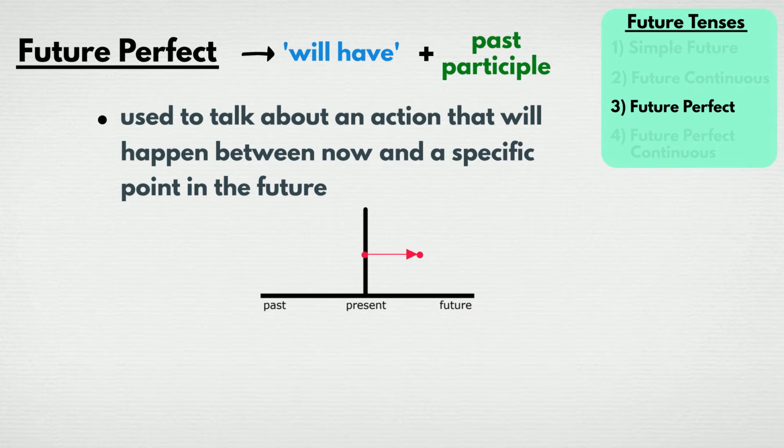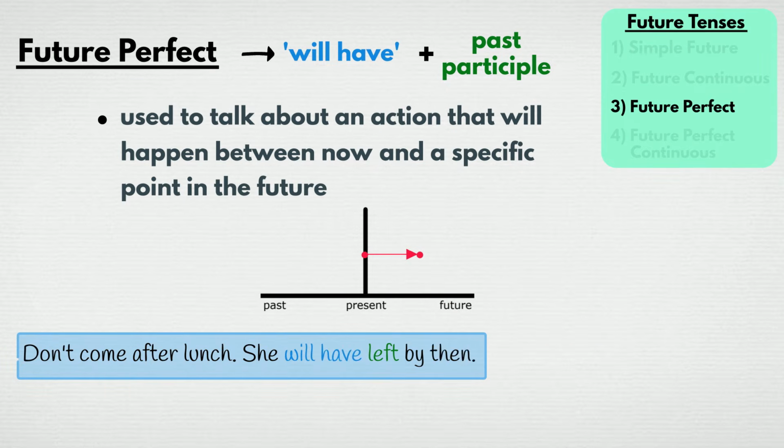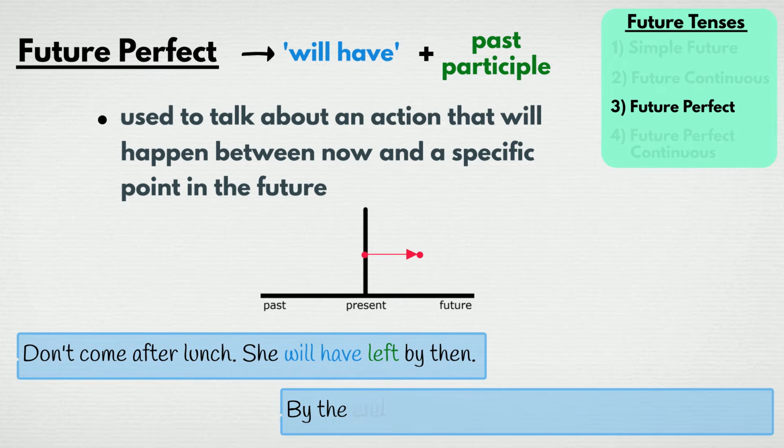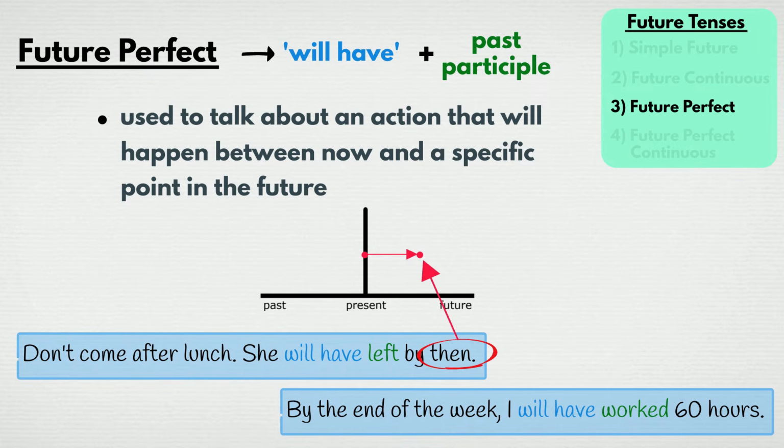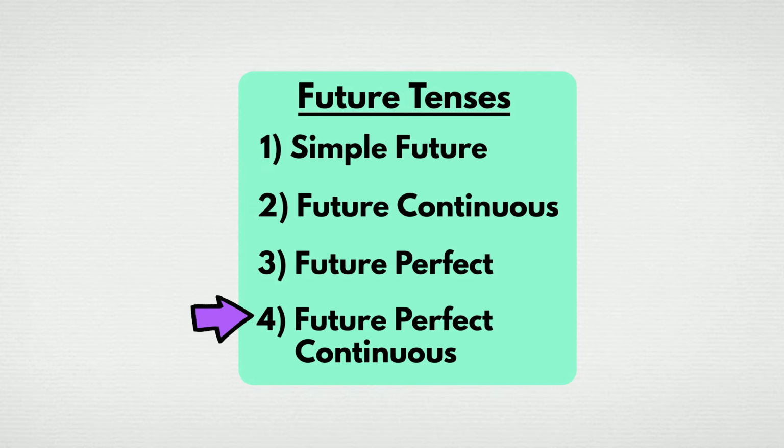Here are a couple more examples. Don't come after lunch, she will have left by then. By the end of the week, I will have worked 60 hours. Here are the specific points in the future. Then, referring to after lunch, and by the end of the week. Let's move on to future perfect continuous.